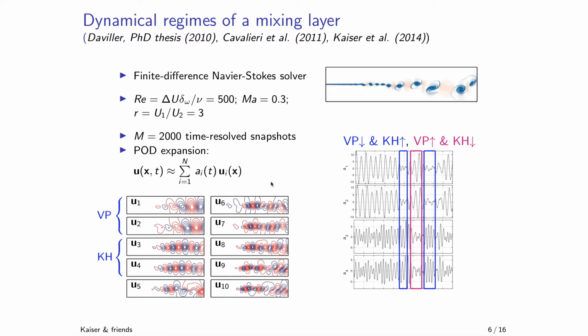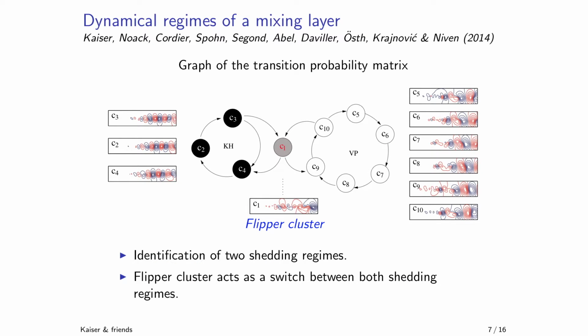The corresponding coefficients show that when the amplitude of the first mode pair decreases, that of the second mode pair increases, and vice versa. So the flow exhibits some kind of switching behavior. So we applied CROM to this data set, and this is the resulting graph extracted from the transition matrix and the centroids corresponding to each cluster.